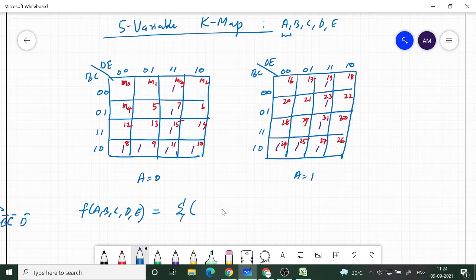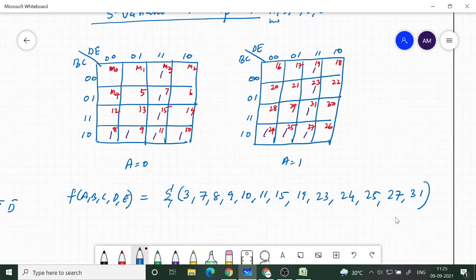Three is there, then 7 is there, 8 is there, 9 is there, 10 is there, 11 is there, 15 is there, then 19, 23, 24, 25, 27, 31. So these are the minterms. Wherever I put the 1, I denote that number.